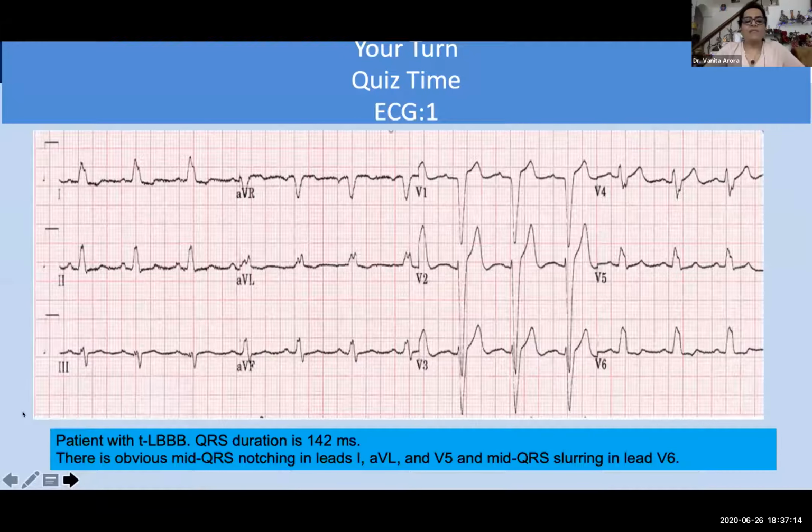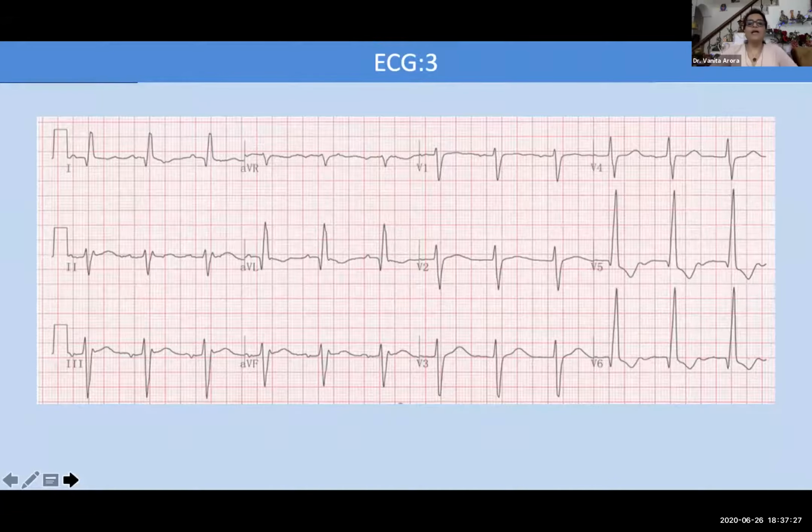So as we discussed, the QRS width is around 150 milliseconds and there is a mid QRS notching in lead V1, AVL, and V5, V6. So this patient is going to be a good candidate for CRT. Now this ECG, can we have the question on, does this patient need a CRT?